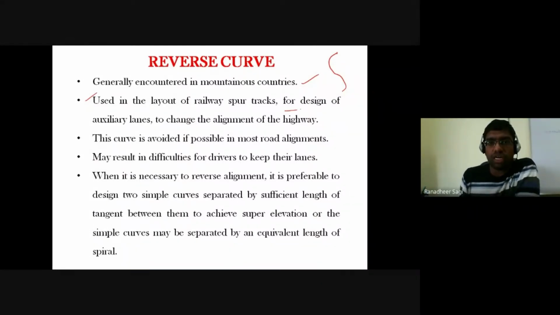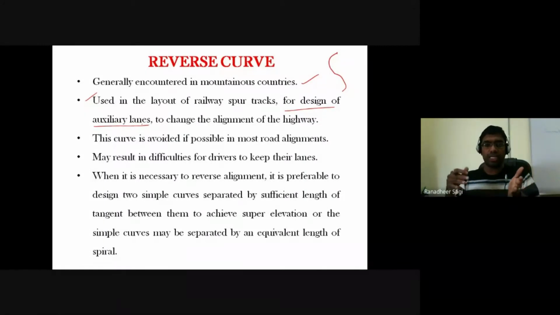And also for the design of auxiliary lanes. Auxiliary lanes, in the sense, let's say, for example, I have a highway, maybe a flyover is there. Once I get down from the flyover, if I want to divert my route instead of going along the main line, I want to have a diversion of my road. In such a case, you will have this kind of reverse curve provided so that you can move ahead while traveling. So we have these reverse curves provided along the alignment of highways.